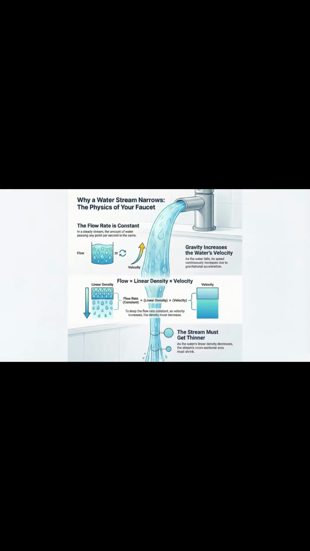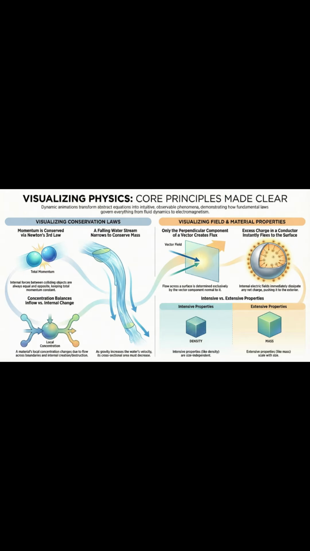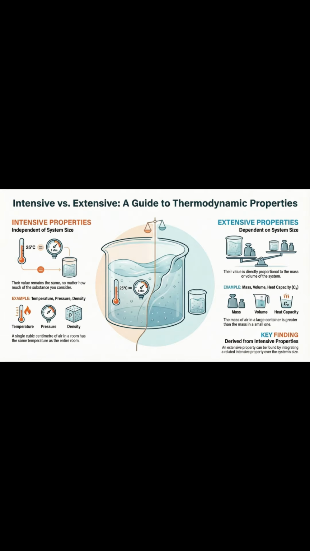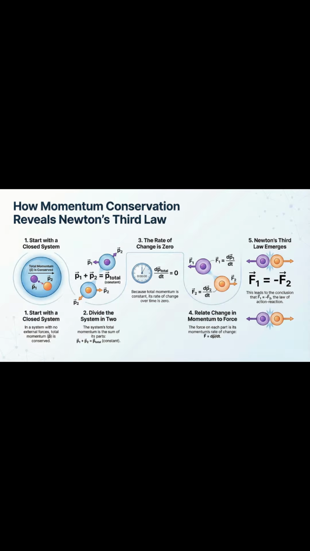The flow crossing any given surface is determined only by the component of the current that's perpendicular to that surface, hitting it straight on. So if the current is just running parallel to the surface, well, that perpendicular component completely vanishes, and the flux just drops to zero.